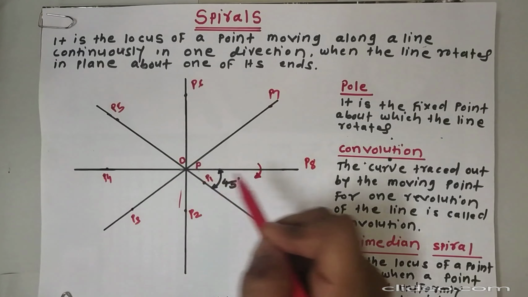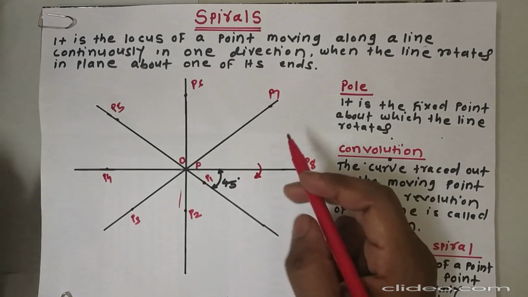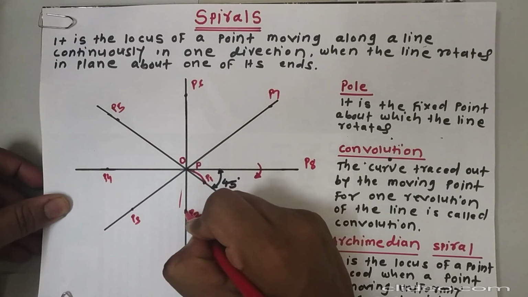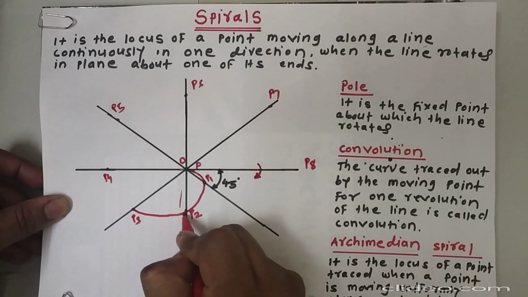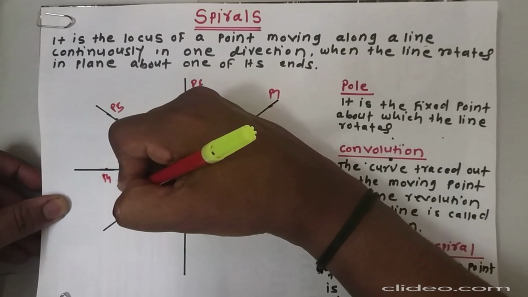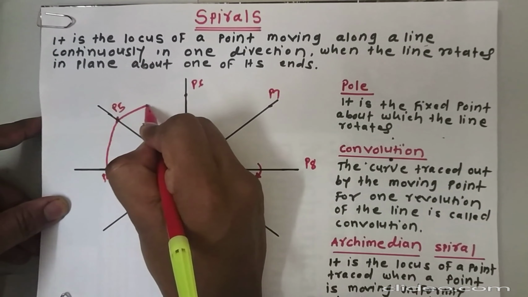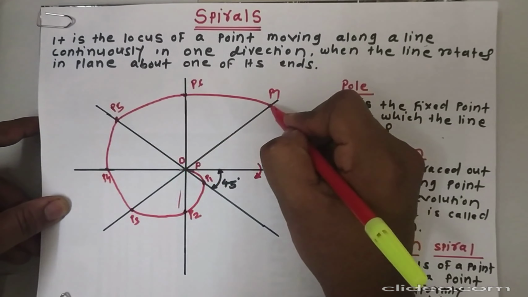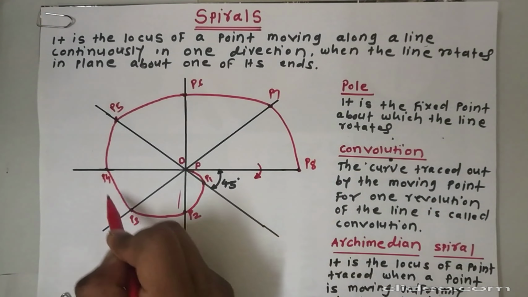Next, when you join all these points from start to end with the help of a smooth curve, then this is called a spiral. Let's join all the points. So this smooth curve is called a spiral.